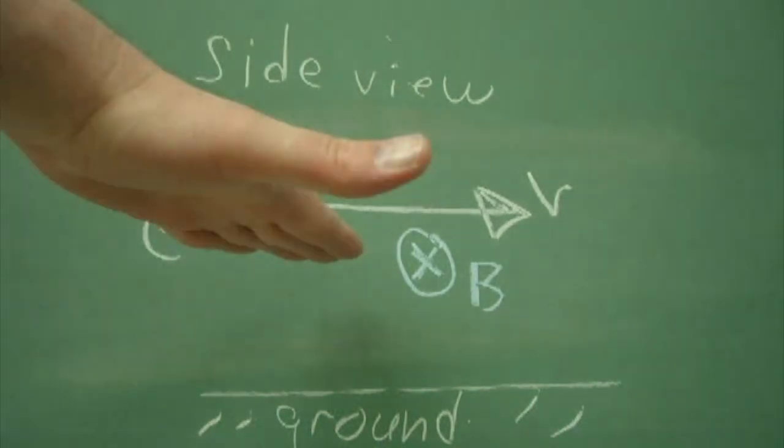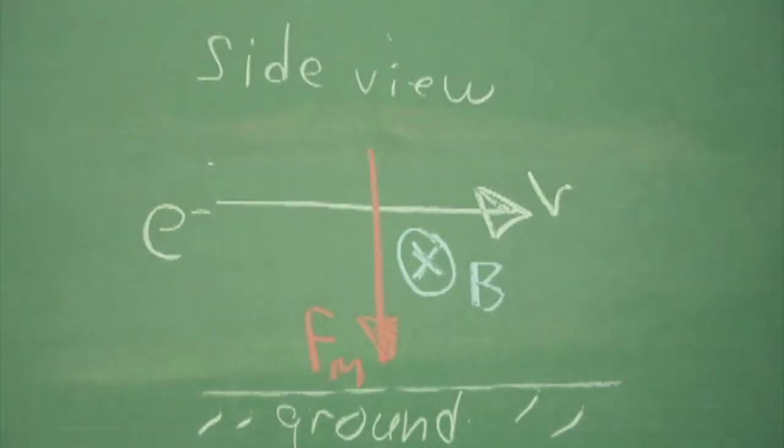Now I'll use my left hand to predict the direction the electron beam is to be deflected. The thumb represents the direction the electron beam is traveling. The fingers indicate the direction of the magnetic field. This causes the palm to point downwards, and this is the direction the electron beam is forced to move.